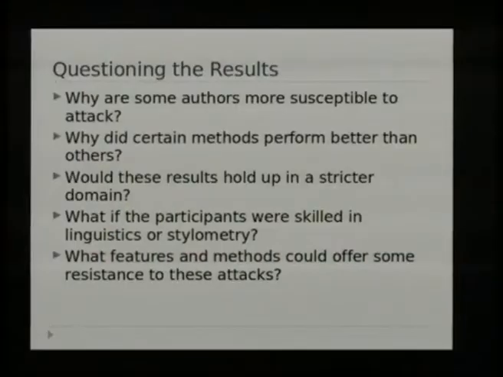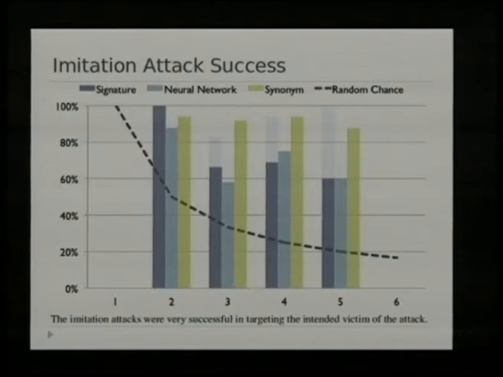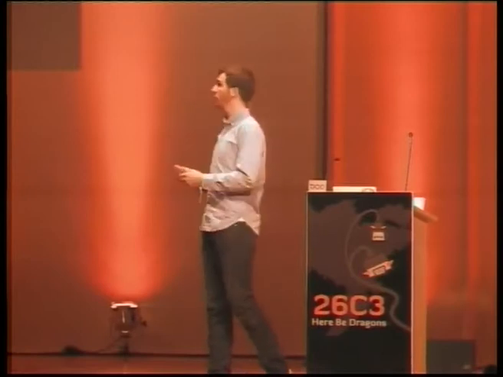Why did some methods perform better than others? You'll see here that it was much easier to imitate Cormac McCarthy if you're using the synonym-based method. Now, I want to stress that the point of this experiment was not just to compare different methods of stylometry, but it is useful to look at how different methods perform under different attacks. So it would make sense in some ways that the synonym method was easier to fool because Cormac McCarthy tended to pick very distinct words, distinct vocabulary words. And if you just picked a bunch of those words, it'd be easier to trick that system into thinking you are, in fact, Cormac McCarthy.